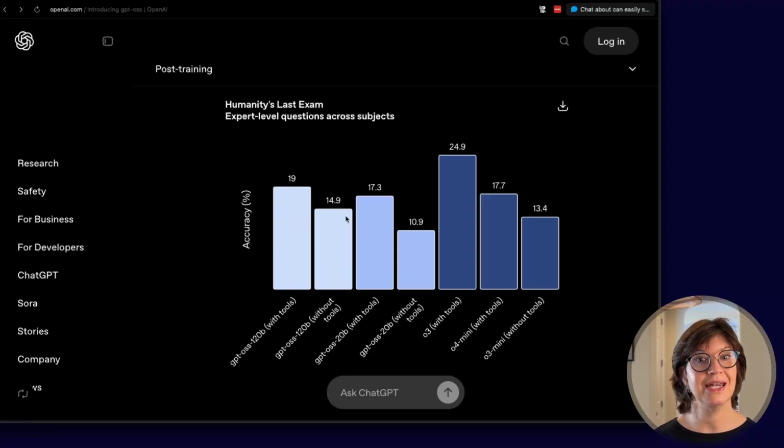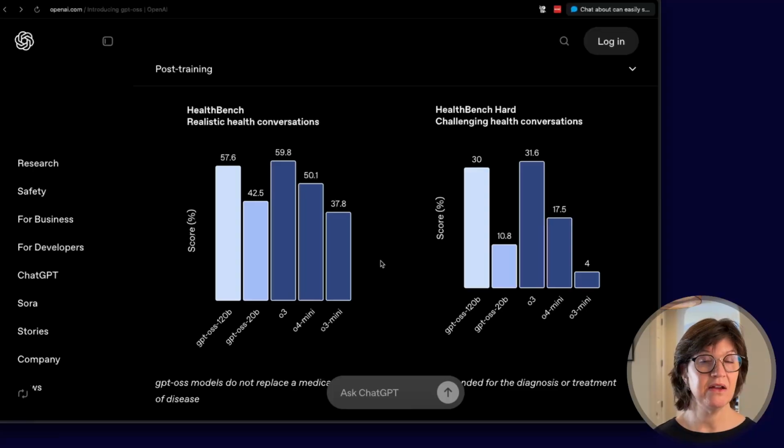If you're looking at the free models versus the paid models, their large model exceeds their O4 Mini model. That's kind of crazy. And here they are calling out that health benchmark, which again, I just find very interesting that they're calling this out specifically. So with realistic health conversations, the small free model is very close to the O4 Mini paid model, and the larger model is kind of neck and neck with the best model.